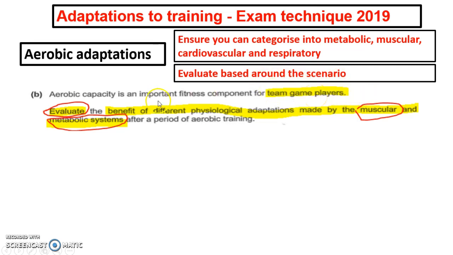It then asks you to evaluate the benefit of different physiological adaptations, and this is where it gets tricky, made by the muscular and metabolic systems. So straight away, you've got a 4-mark question. I didn't have space to put the 4 on there. It's asking for muscular and metabolic, and the command word is evaluate.